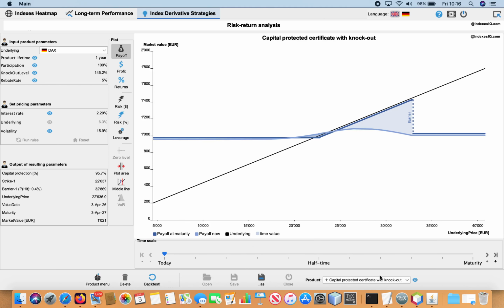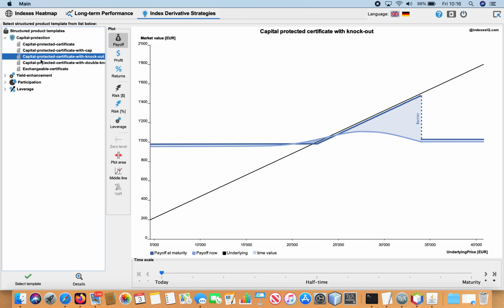You can close the backtesting window here and go back to the menu and choose some other interesting products.